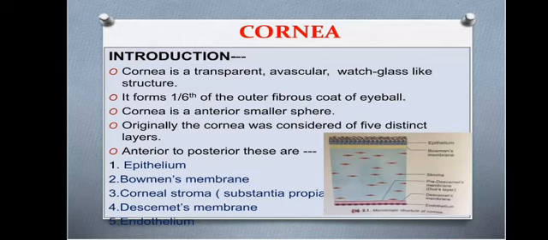Cornea. The cornea is a transparent, avascular, watch glass-like structure. It forms 1/6 of the outer fibrous coat of the eyeball. The cornea is an anterior smaller sphere. Originally, the cornea consisted of 5 distinct layers, that is epithelium, Bowman's membrane, corneal stroma, Descemet's membrane and endothelium.